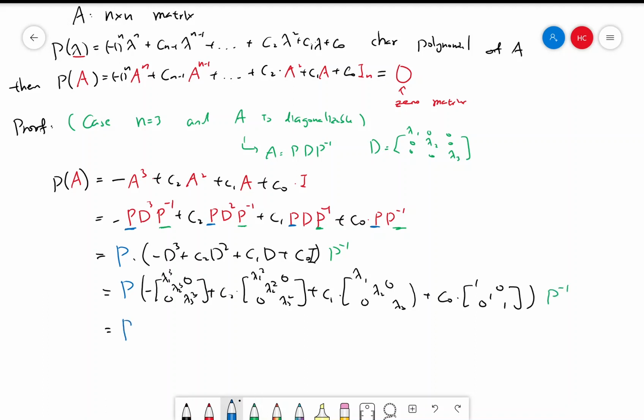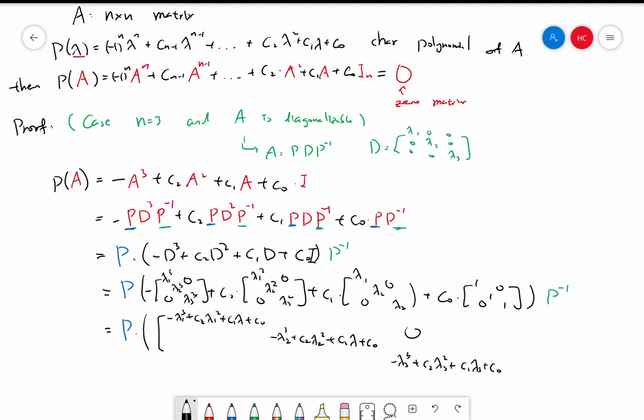So this is equal to P times, if we combine all the entries, the new diagonal entry. The top left is minus lambda 1 cubed plus C2 lambda 1 squared plus C1 lambda 1 plus C0. The middle one is the same thing but with lambda 2, and the last one is minus lambda 3 cubed plus C2 lambda 3 squared plus C1 lambda 3 plus C0. So it's a diagonal matrix with diagonal entries being these things.